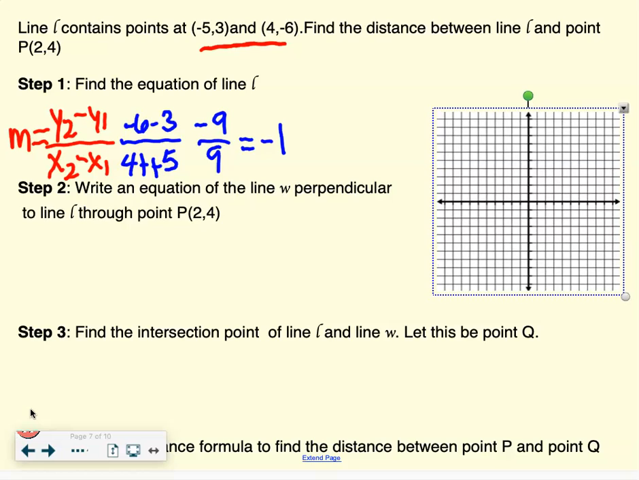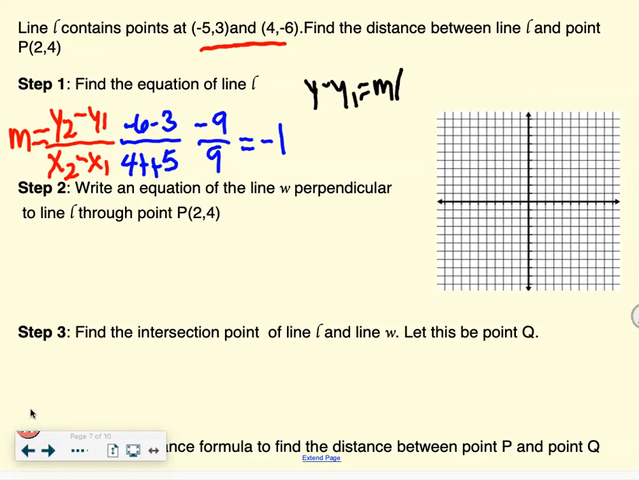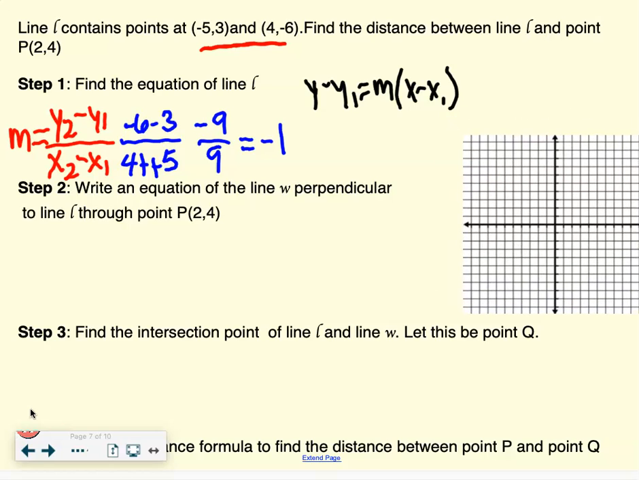What equation did we do yesterday? Point-slope form: y minus y1 equals m times x minus x1. Yep, you gotta plug it in. So you leave y and x and enter y1. What point do you guys want to use? Do you want to use the first or second point? Second. That's fine. So we're using the second point.